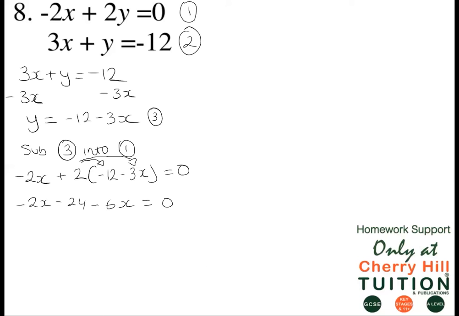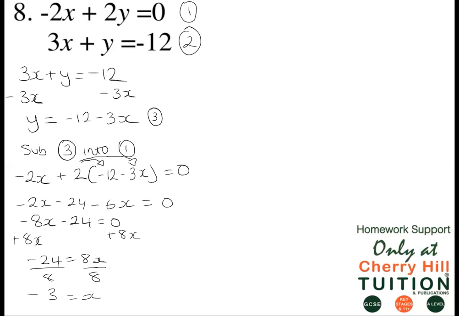Now we can collect like terms. Minus 2x minus 6x is minus 8x. Minus 24 is equal to 0. We can add 8x on both sides, leaving us with minus 24 is equal to 8x. We can divide both sides by 8. This leaves us with x is equal to minus 24 divided by 8, which is minus 3. Okay?